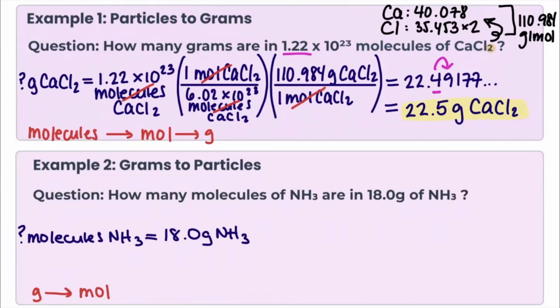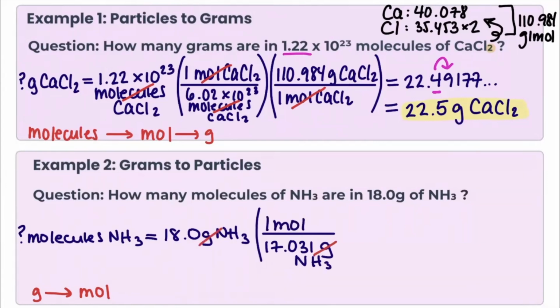So if we open up a parentheses and draw a fraction, we can place the grams of NH3 at the bottom and the moles at the top. But we have to find the molar mass. And when you find it in your calculator, the molar mass ends up being about 17.031 grams per 1 mole of ammonia. So we can put the 17.031 grams at the bottom to cancel, and then the 1 mole of ammonia at the top.